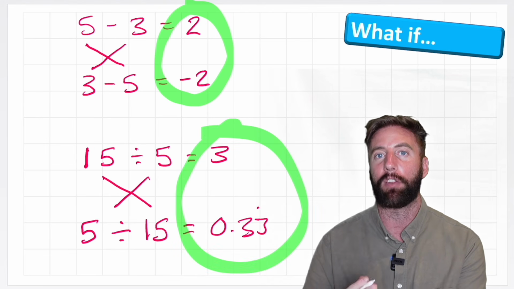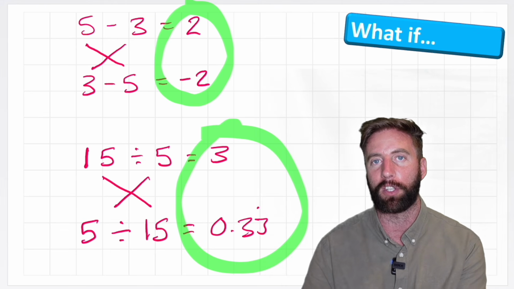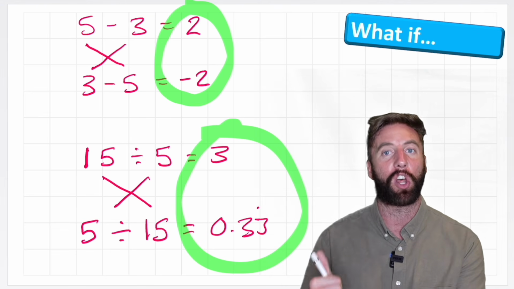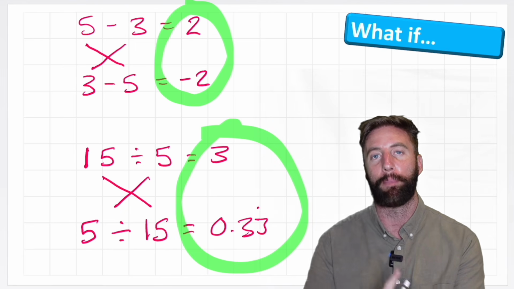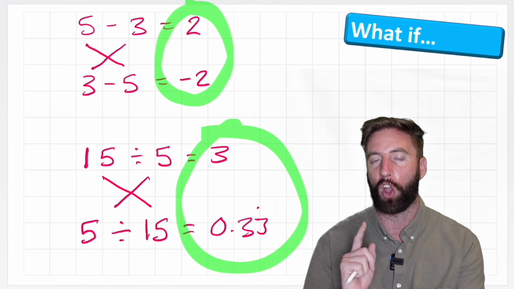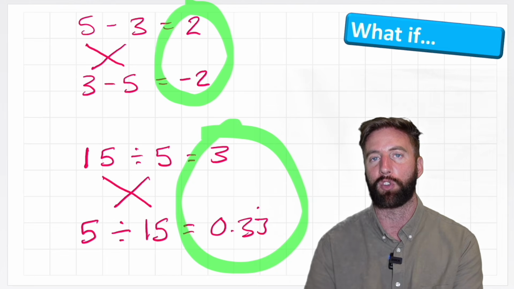So again, division is not commutative. Addition and multiplication are commutative, it doesn't matter which way around we put our numbers in the question, but subtraction and division are not. Very important to remember.